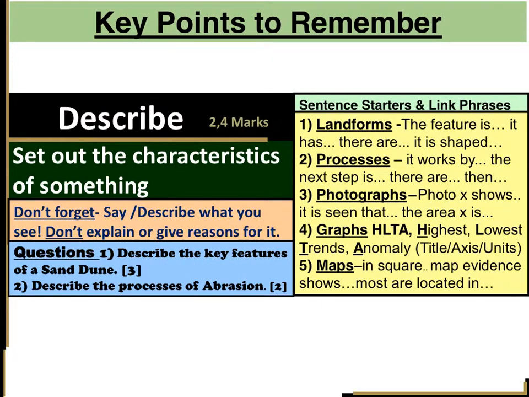As a final quick review, describe just means set out the characteristics of something, just say what you see, and there's some support materials on the right hand side here in terms of the landforms, processes, photographs, graphs and maps. Graphs will always come up on a geography exam paper. If in doubt, use HLTA, highest, lowest, trends and the anomaly. And of course always look at the title, the axis and the units.